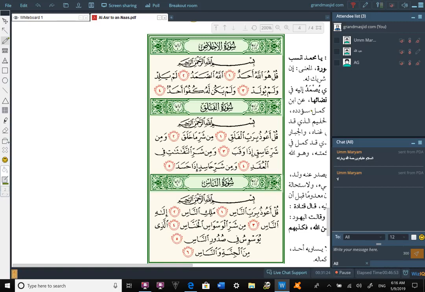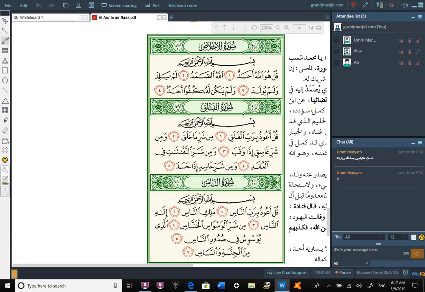I seek refuge. Bi Rabbi, in the Lord of. Jar wa majroor, right? Jar, harf jar, ba. Rabbi ismu majroor, right? With the kasra. Bi Rabbin nas. Rabbin nas is mudaf ilay. I seek refuge in the Lord of mankind, in the Lord of people. Nas, majroor. I seek refuge in the Lord of the people.